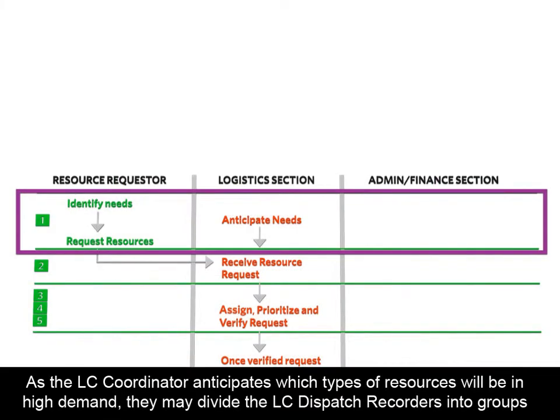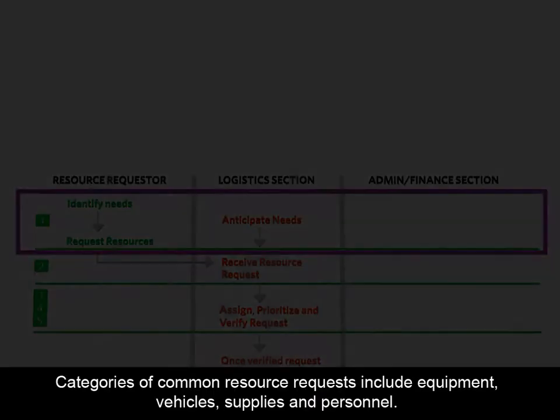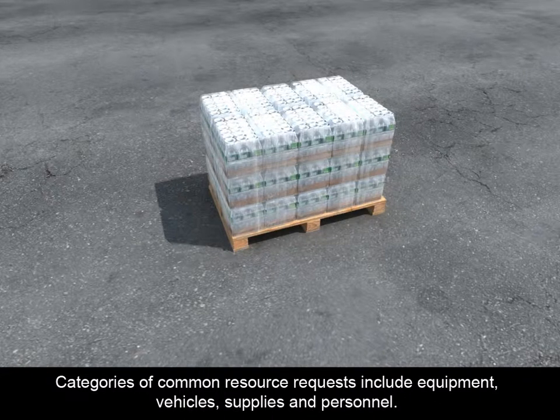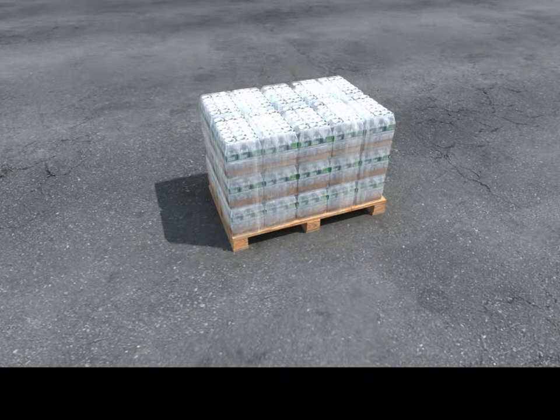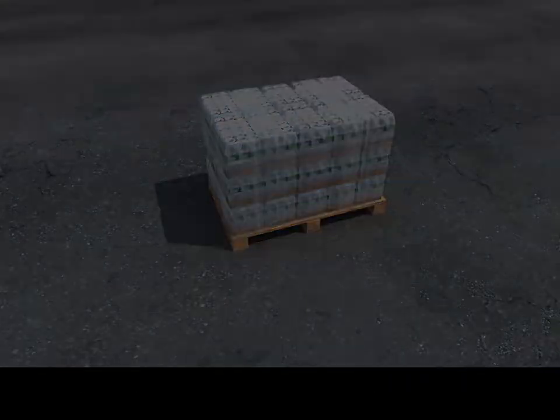As the LC Coordinator anticipates which types of resources will be in high demand, they may divide the LC dispatch recorders into groups that focus on specific types of requests. Categories of common resource requests include equipment, vehicles, supplies, and personnel. In this example, the resource we'll be tracking is bottled water.